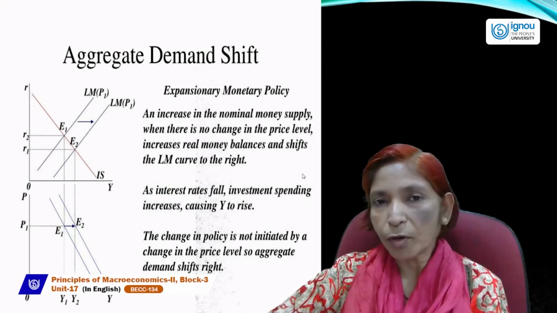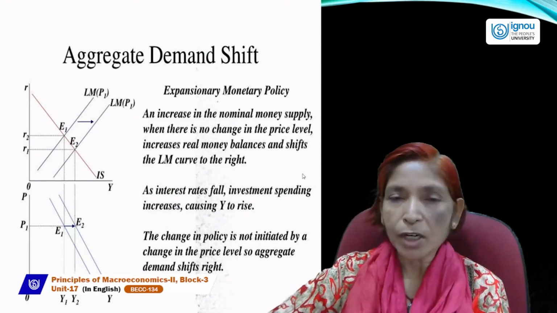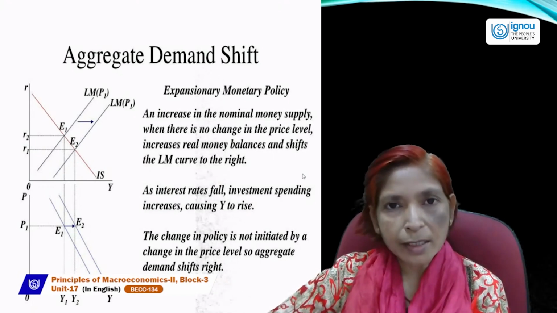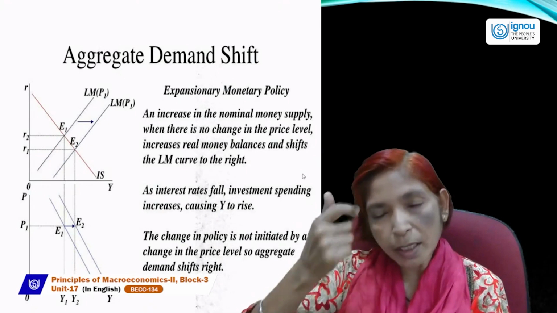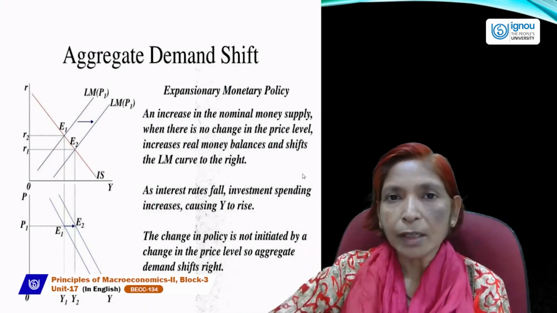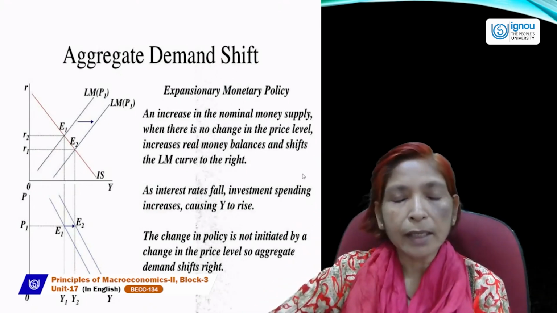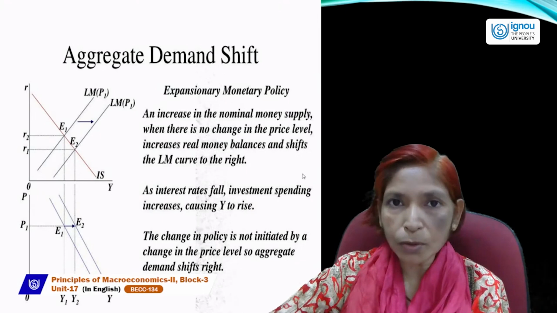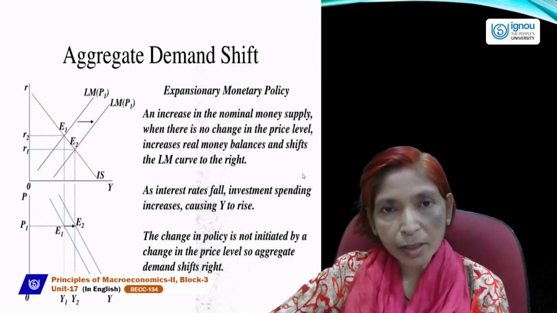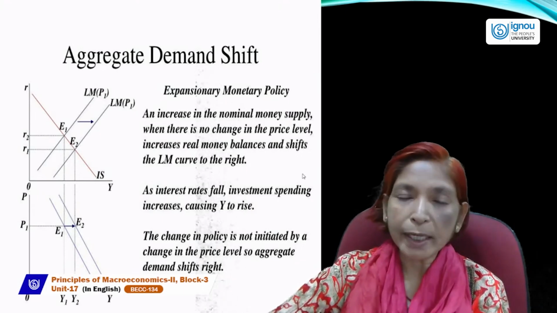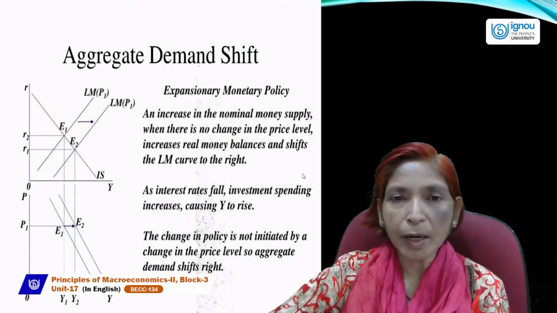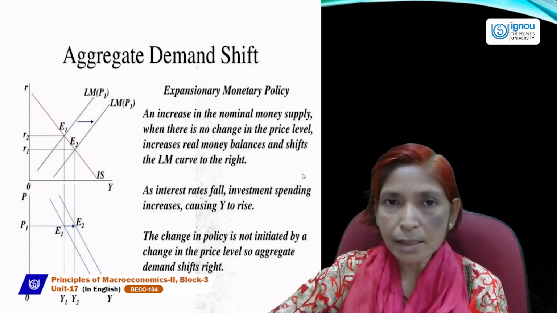When investment rises, then production will rise. When production rises, employment will rise. Due to the rise in employment, income will rise. People can earn more money and they can spend more on consumer goods. That's why consumption will rise, and demand will automatically increase. In this case, the demand curve shifts to the right hand side.